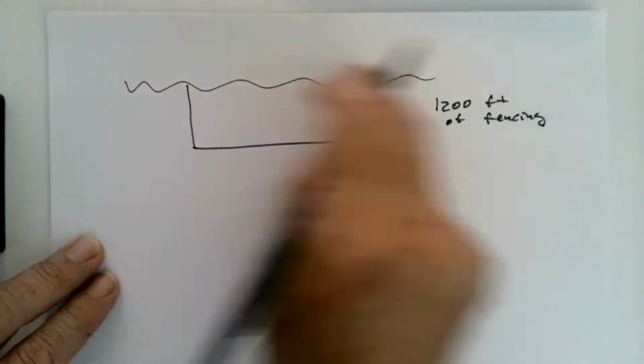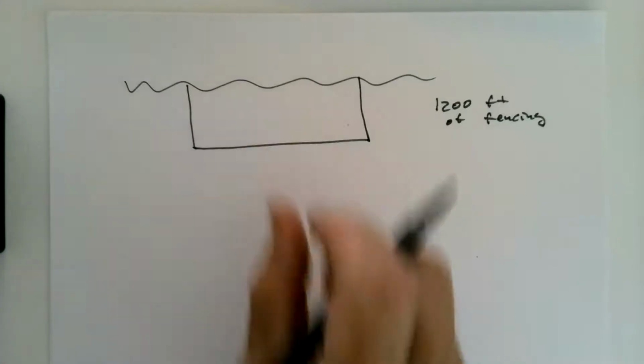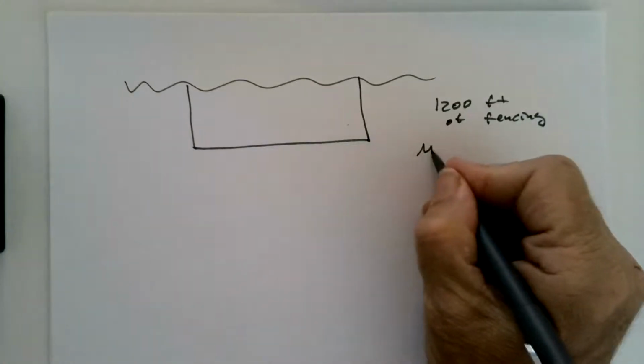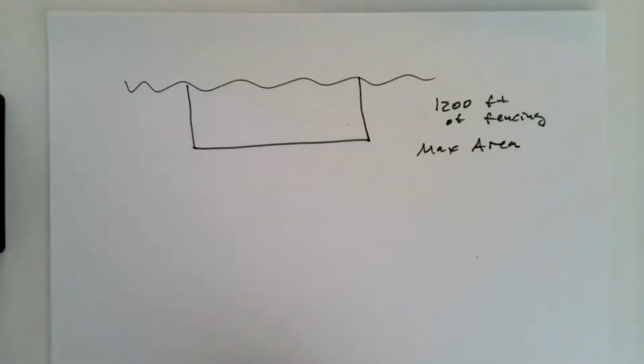So there's no alligators or crocodiles in this river to worry about. So he just wants to go ahead and build this pen to maximize the area. We want to max area. So how do we do that? How do we build this fence so that we get the maximum area?